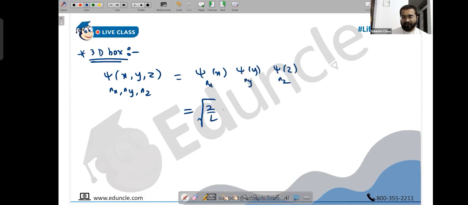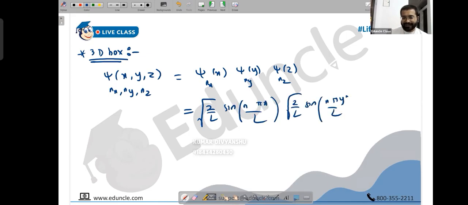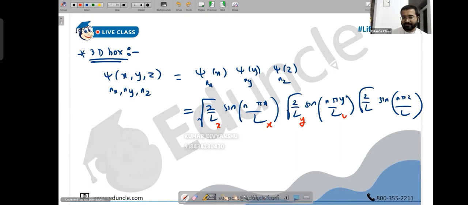Okay. So this will have root of 2 by L sine n pi x by L. Again root of 2 by L sine n pi y by L. And then root of 2 by L sine n pi z by L. But then we have to take care of some facts. That not necessarily first of all the lengths will be equal. It's not necessary that they will be equal. So Lx, Ly, Lz respectively. Quantum numbers also not necessarily will be equal. So nx, ny, and nz. Okay. So this becomes a general formula.